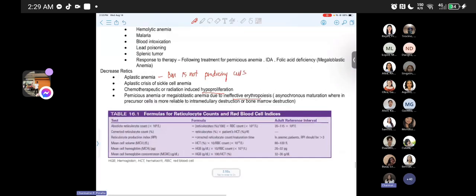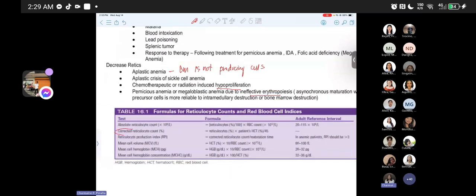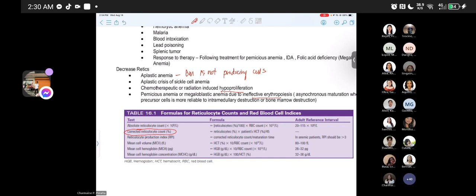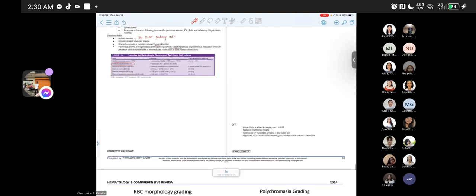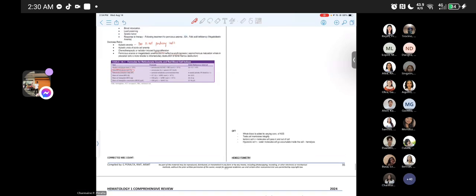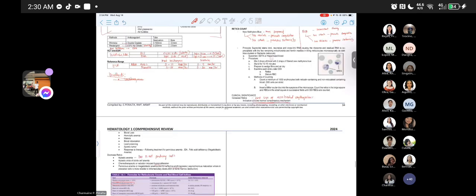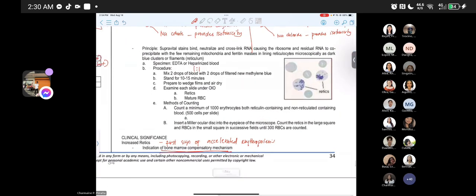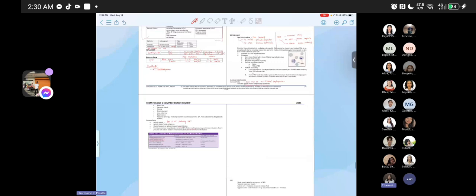So ito yung mga other formula. So again, lumabas ang formula ng CRC sa recently concluded board exam. Next. Okay, methods of counting. Huwag natin skip to kasi importante to.